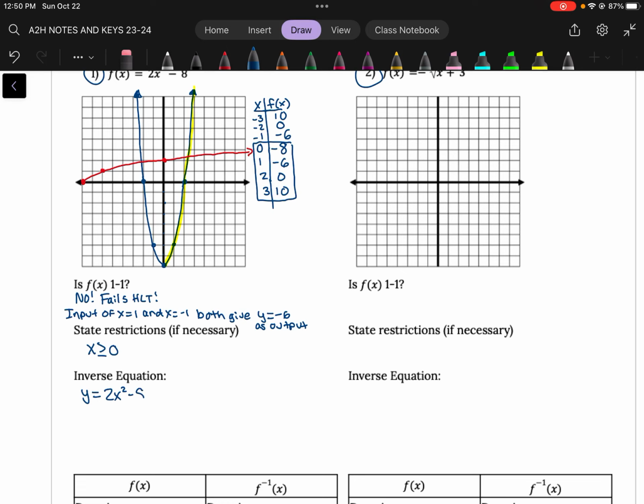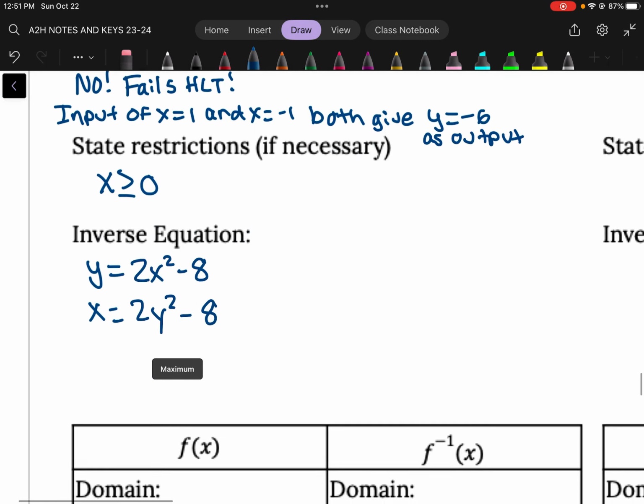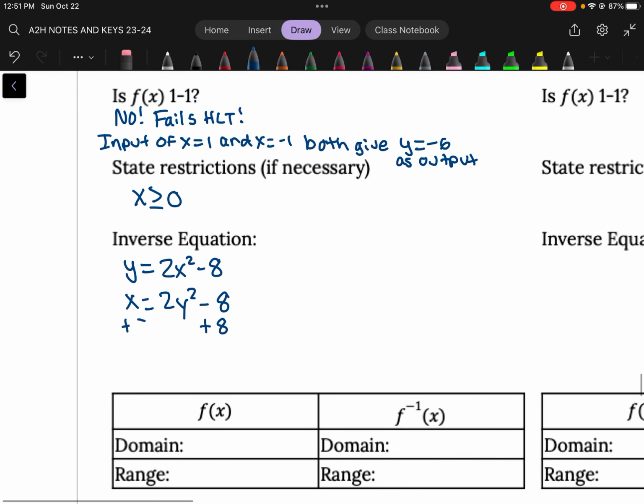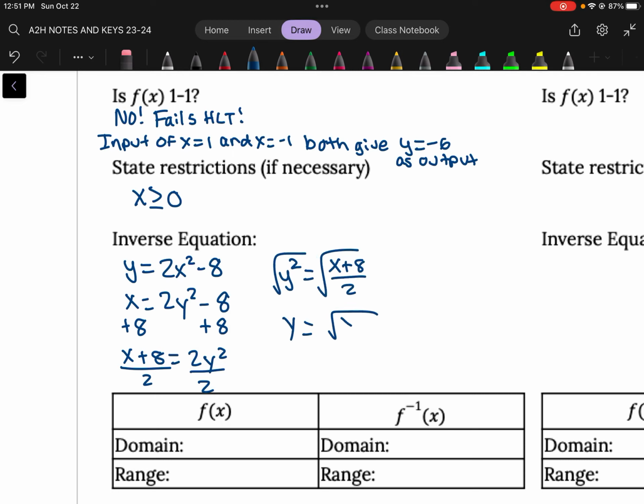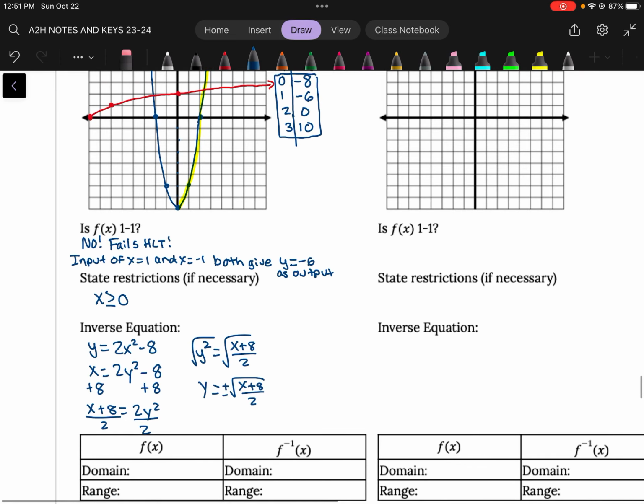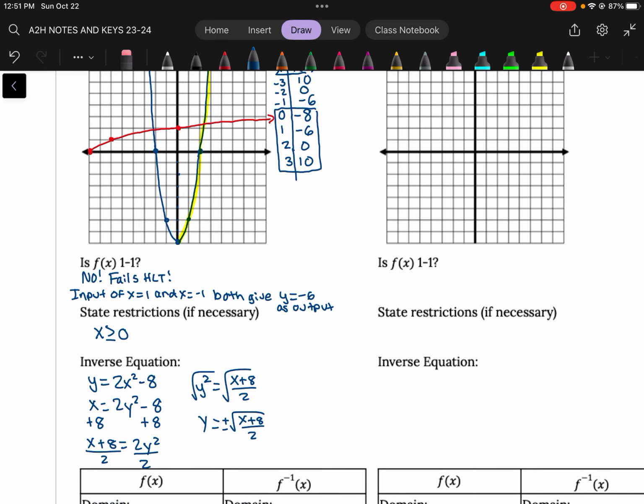Well, I'm going to say y equals 2x squared minus 8. I'll do the traditional way, but there's nothing wrong with the other way. All right. I add 8 to each side. X plus 8 equals 2y squared. All right, divide each side by 2. I get y squared equals x plus 8 over 2. And now I'm going to take the square root. Now, technically, I get plus or minus. If you don't restrict anything, this would be the inverse relation.